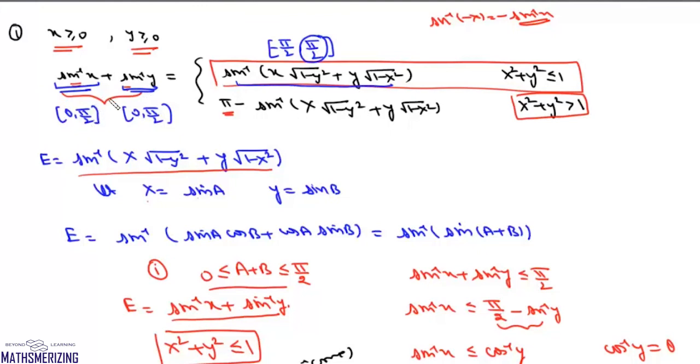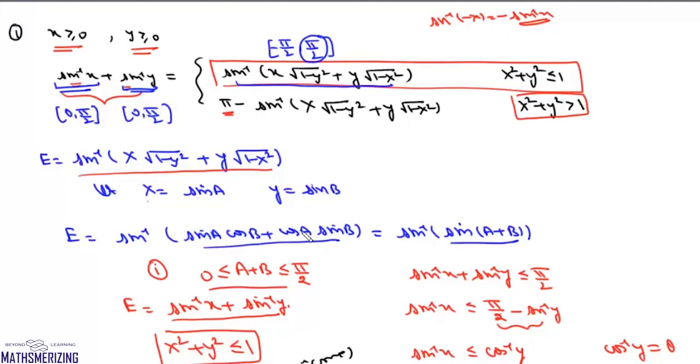But when the angle is greater than pi by 2, it goes in the second quadrant, then in that case, it is no longer equal to sine inverse of this value, but it will be equal to pi minus sine inverse of x under root 1 minus y square plus y under root 1 minus x square. And we have used this formula using the simple trigonometric formula: sine of a plus b is sine a cos b plus cos a sine b.